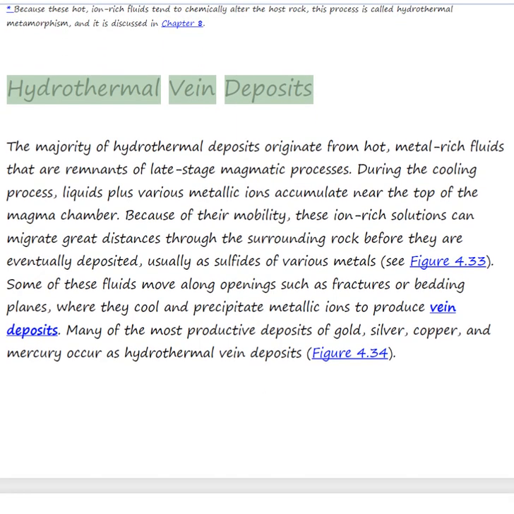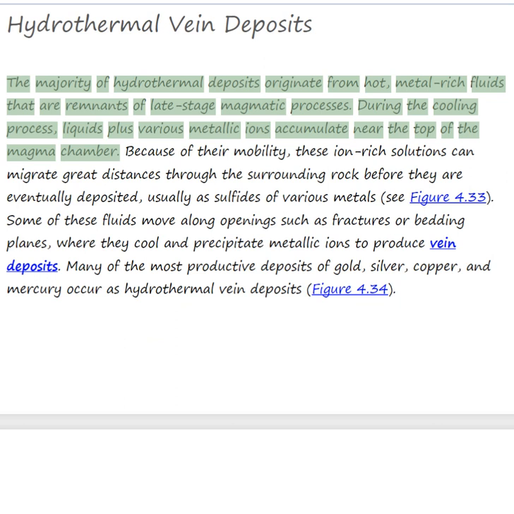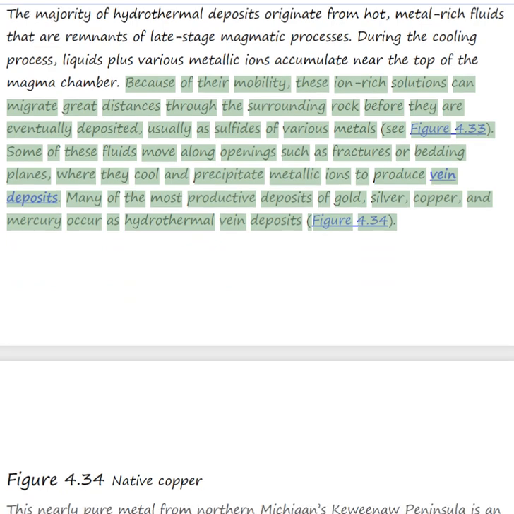Hydrothermal vein deposits. The majority of hydrothermal deposits originate from hot, metal-rich fluids that are remnants of late-stage magmatic processes. During the cooling process, liquids plus various metallic ions accumulate near the top of the magma chamber. Because of their mobility, these ion-rich solutions can migrate great distances through the surrounding rock before they are eventually deposited, usually as sulfides of various metals. Some of these fluids move along openings such as fractures or bedding planes, where they cool and precipitate metallic ions to produce vein deposits.